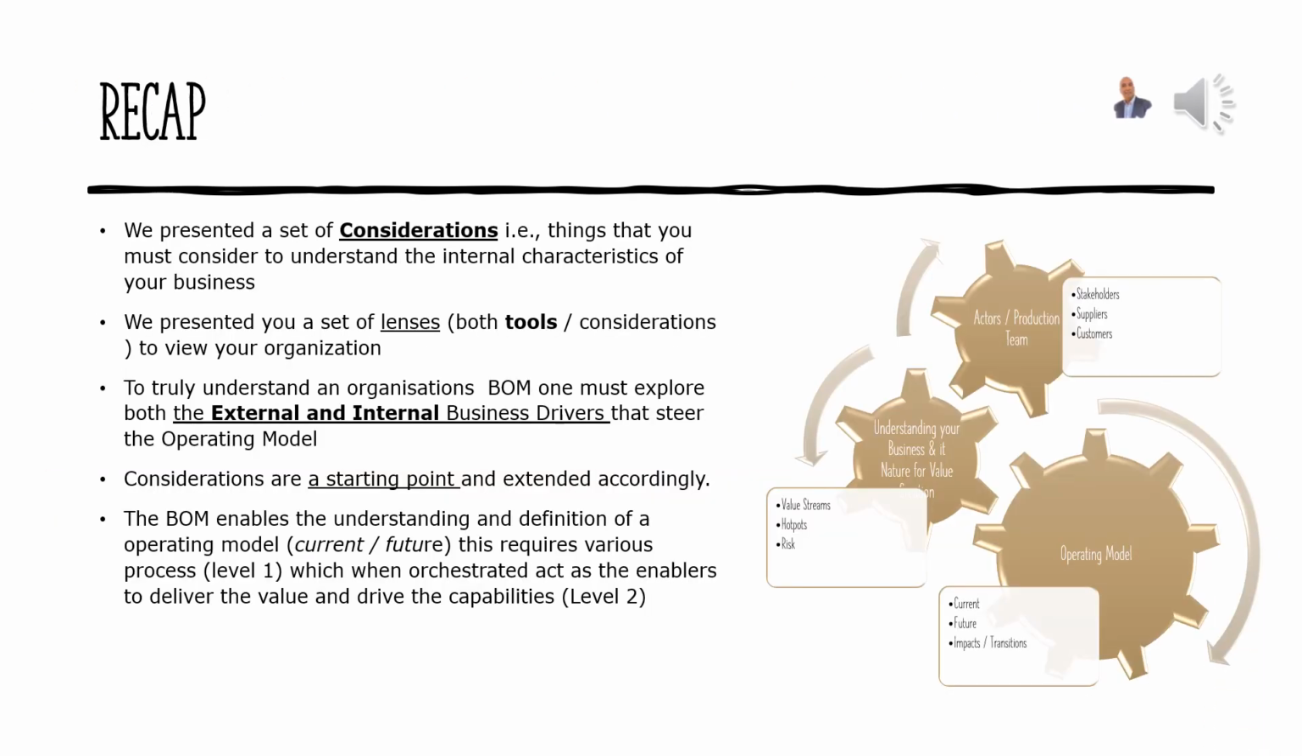We are now coming to the end of our presentation, and as a quick recap, let's step back and look at what we've explored. We've explored the business operating model and the 2 sides of the business operating model. On the left hand side, we've introduced something called considerations, and these are basically the internal characteristics of your business, the things that you should be looking at.